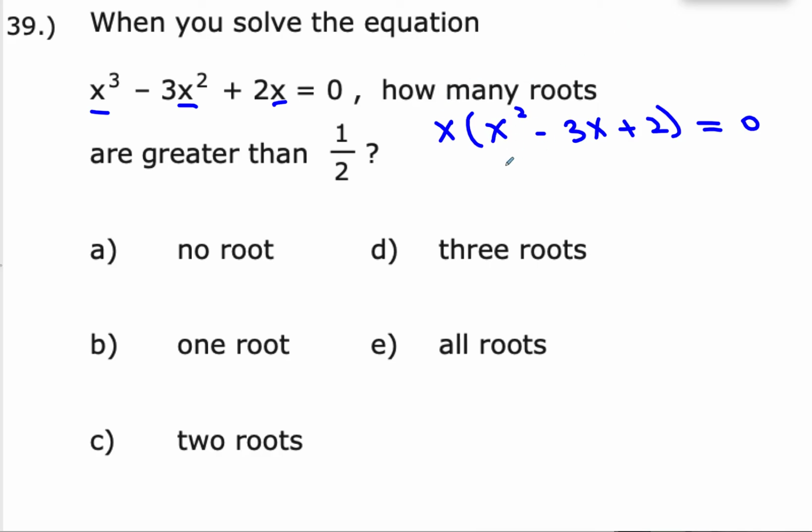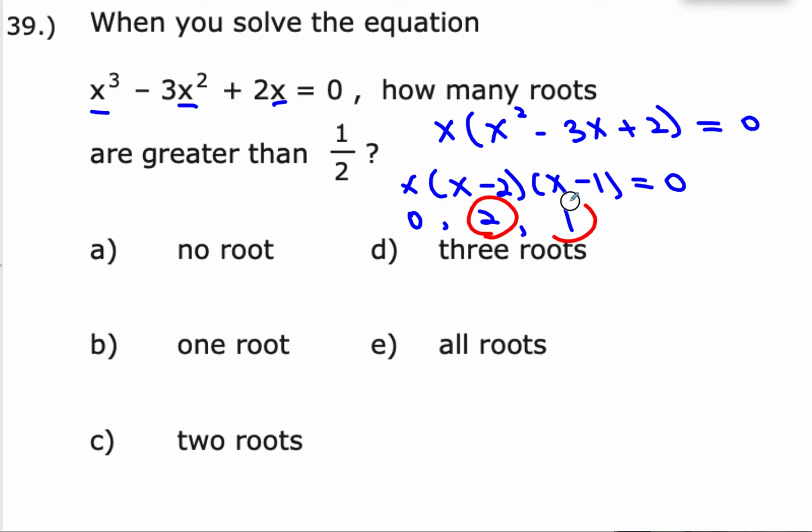Now from here, I can factor this one further. X was already there. Which two numbers multiply to 2 but add up to -3? Yes. X minus 2, x minus 1 equal to 0. So here we get x is equal to 0, or 2, or 1. But we're looking for roots that are greater than 1/2. That means 2 is one of them, 1 is one of them. We have 2 of them in total. So therefore, choice C becomes the answer.